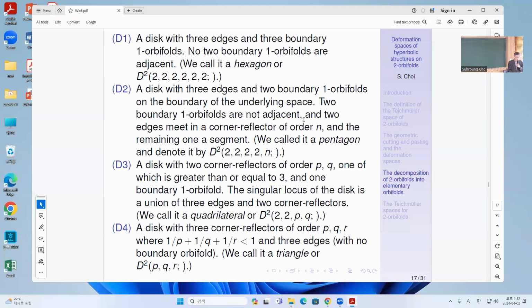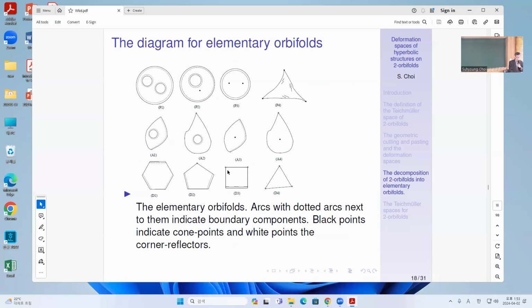And the next one is a quadrilateral. So you have a disk with 2 corner reflectors, p and q, where one of them has to be greater than or equal to 3, and one boundary orbifold. The singular locus of the disk is a union of 3 edges and 2 corner reflectors. So this is called the quadrilateral. It has p and q as these 2, and there's just one boundary orbifold. So if you silver everything, then you get 2 here, right?